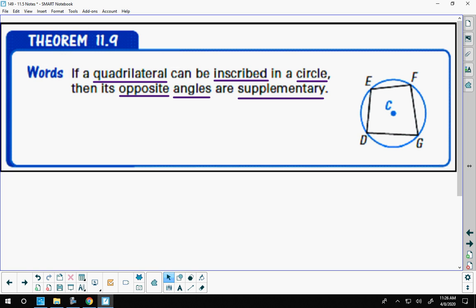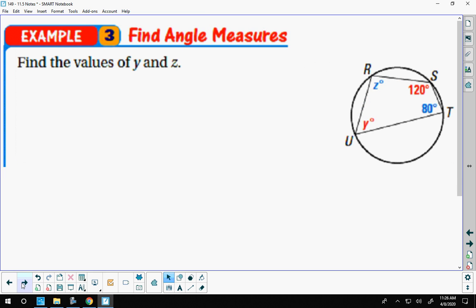Last theorem. If a quadrilateral can be inscribed in a circle, remember inscribed means inside, so here's the inscribed quadrilateral, then its opposite angles are supplementary. So D and F would add up to 180, E and G would add up to 180. And it's only if it's inscribed. So if the 4 points of the quadrilateral are endpoints on the circle.